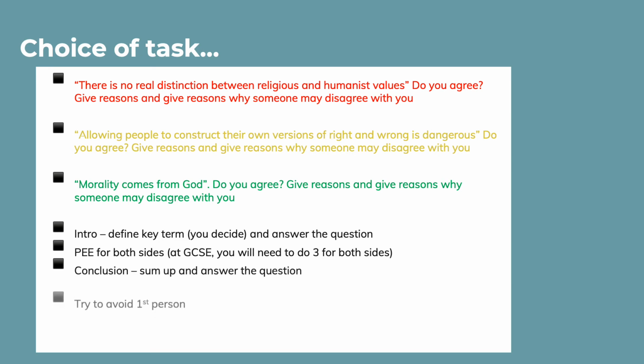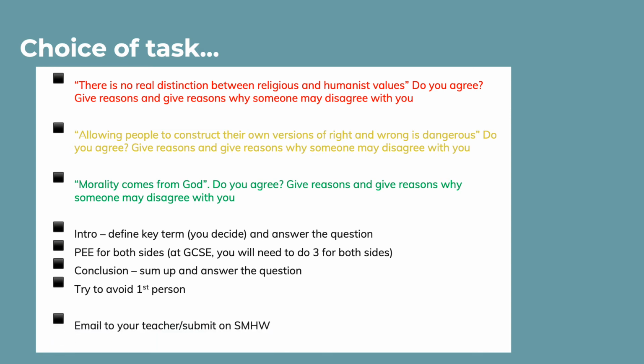I make sure, however, that for each of the questions I give clear success criteria and clear instructions as to what I would like the students to do. So in this case, I've given them the structure of an evaluation question with hints that at GCSE they'll need to do 3 PEEL points for both sides.